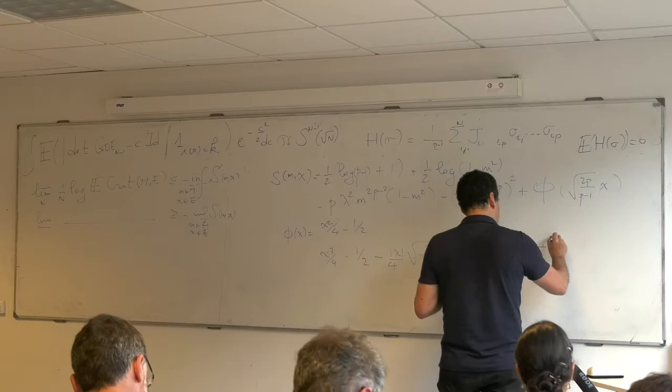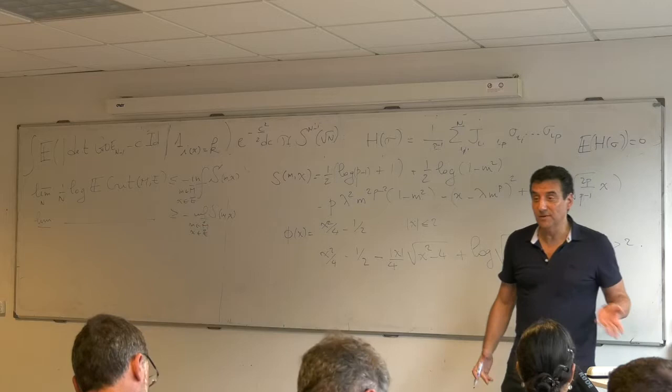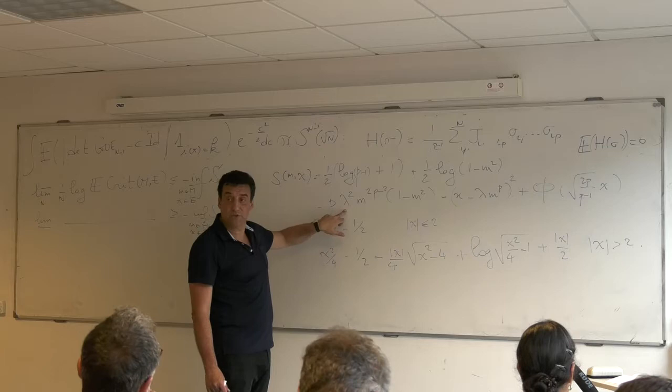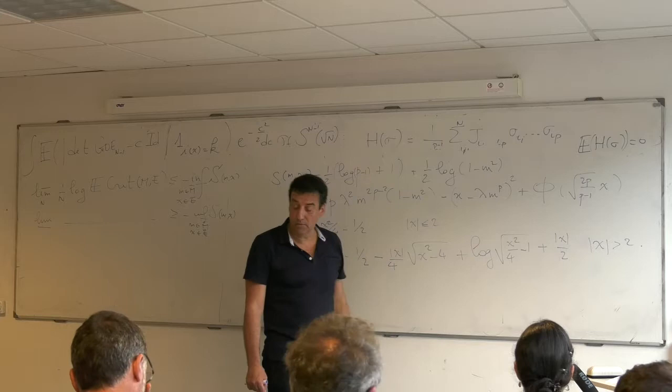This is when x is smaller than 2 and the support of the semicircle, and this is when x is larger than 2. Okay, so not very instructive, big formula, but very explicit. And so you have a function here where you have the signal-to-noise ratio, where you have the latitude m, and when you have the value x. All this is mixed in a terrible formula. But at least you can compute.